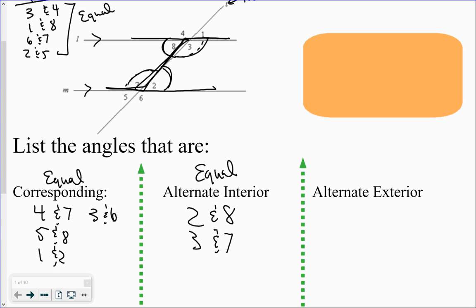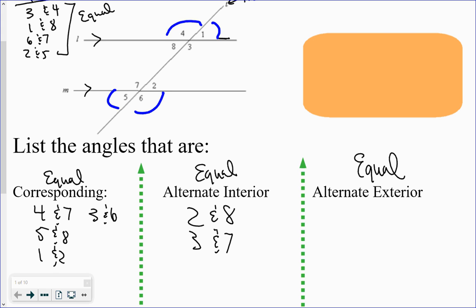If I create somewhat of a Z, then this one and this one are equal. Okay? Alternate exterior, exact same idea, except with alternate exterior, instead of using the inside angles, we have to use the outside angles. But just like the others, they are also going to be equal to each other. So angle 4 is on the left, angle 6 is on the right, so 4 and 6 are equal to each other. And then angle 1 goes with angle 5.